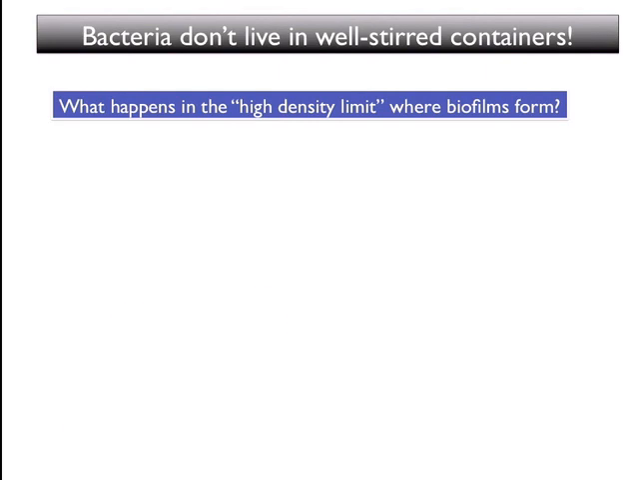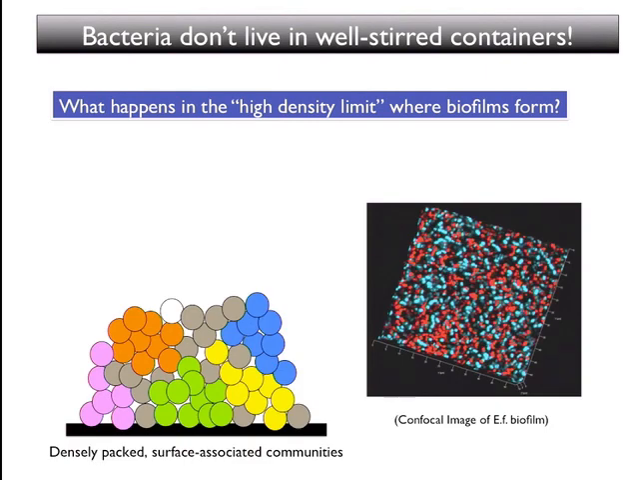Many of you know about biofilms. These are densely packed surface-associated communities. Some things I want you to know about biofilms is that they can be extremely heterogeneous. They can be genetically heterogeneous. They can be phenotypically heterogeneous, even in a genetic population. And there's lots of complex behavior that can come from this.